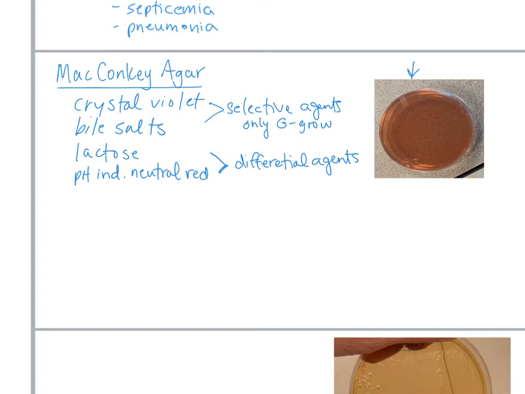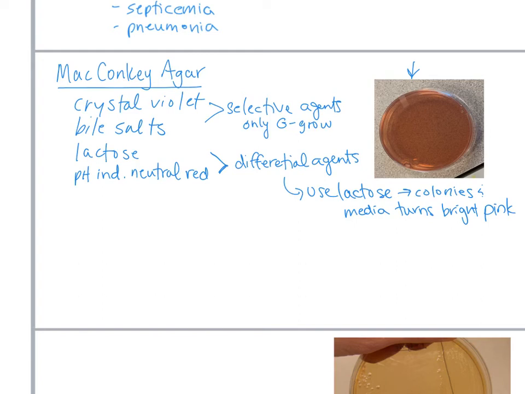When an organism ferments a sugar, we always get acidic end products. So organisms that use lactose, the colonies and to some extent the media around them, are going to turn bright pink. I'll show you an example of that in a minute.